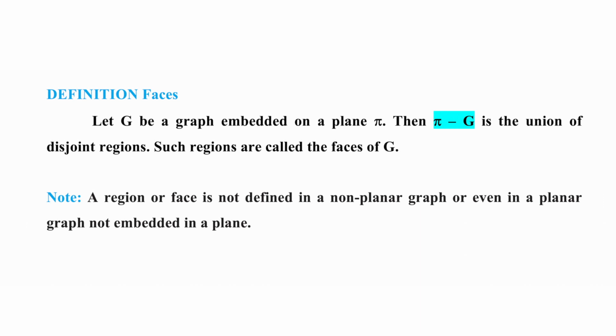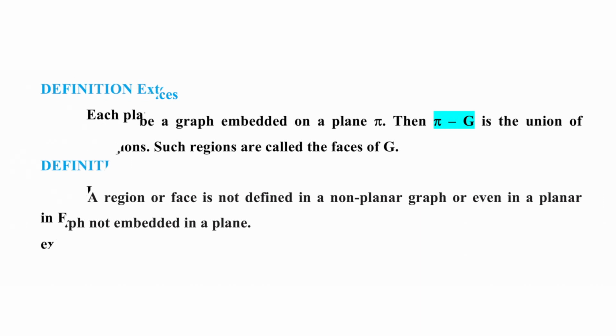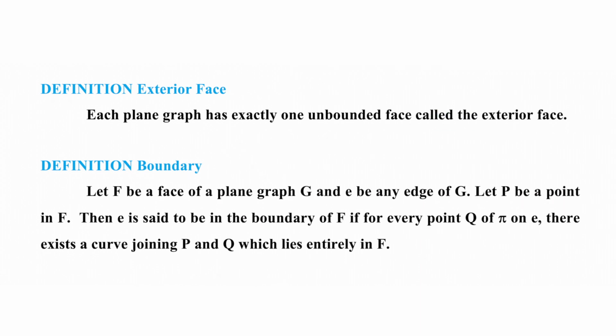Next definition is a face of a plane graph. Let G be a graph embedded on a plane pi. Then pi minus G is the union of disjoint regions. Such regions are called the faces of G. Next, we note that a region or face is not defined in a non-planar graph, or even in a planar graph not embedded in a plane. Next, let us see the definition of an exterior face. Each plane graph has exactly one unbounded face called the exterior face.